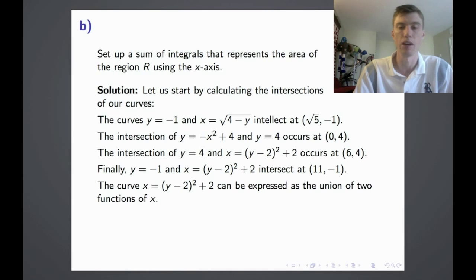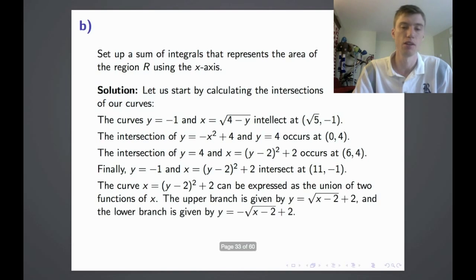We're going to integrate with respect to x, so we need to decompose this function x equals (y minus 2) squared plus 2 into two functions of x, the upper branch being y equals the square root of x minus 2, plus 2, and the second one being y equals negative square root of x minus 2, plus 2.